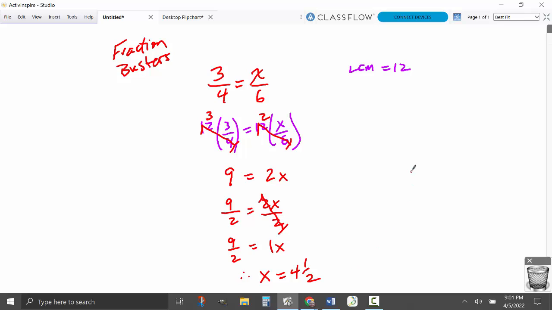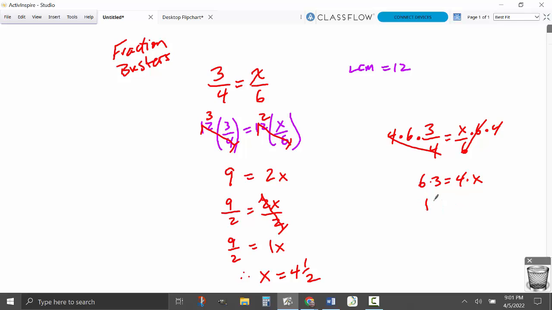So that was the other way to do fraction busting. Similar to what he did. He took 3 over 4 equals x over 6. He multiplied this by 6 and this by 6 to clear the 6. And he multiplied the left by 4 to clear the 4 and the right by 4. And that gave him everything he needed to get 6 times 3 equals 4 times x.